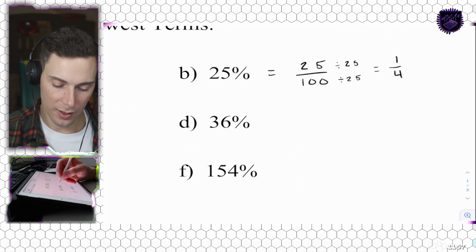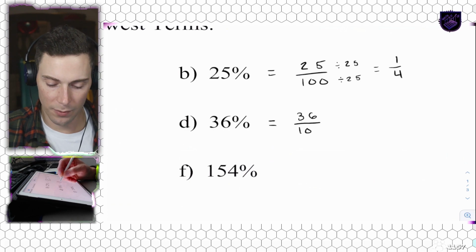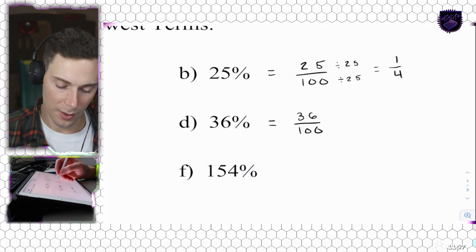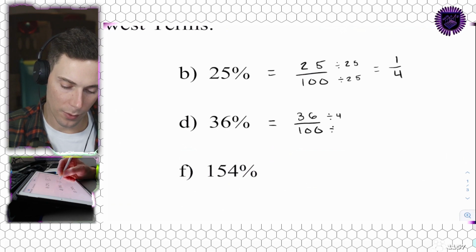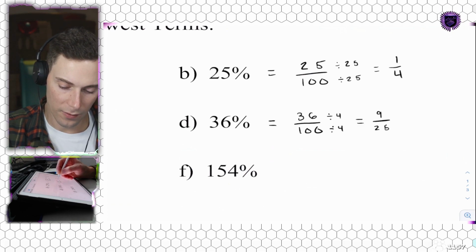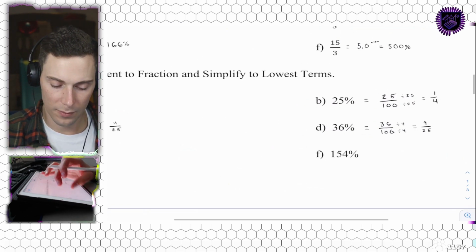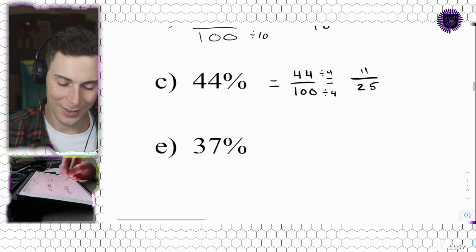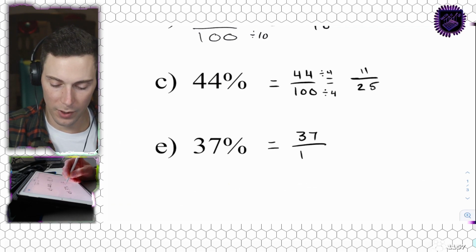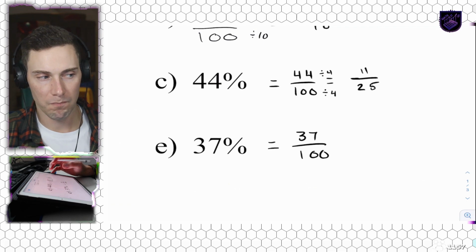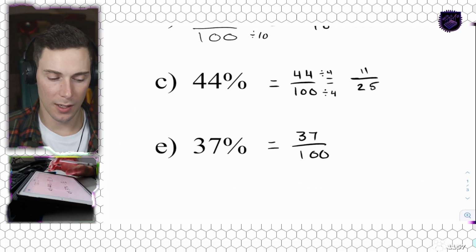All right, so we're going to go 36%, which will be equal to 36 over 100, 36 out of 100. And then we can simplify this: we can divide the top and bottom by 4. We're going to get 9/25. 37%. This is going to be equal to 37 over 100, and that's it. That's as simple as that one gets.